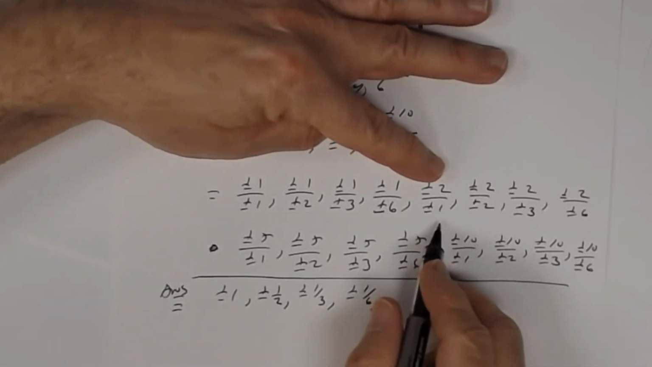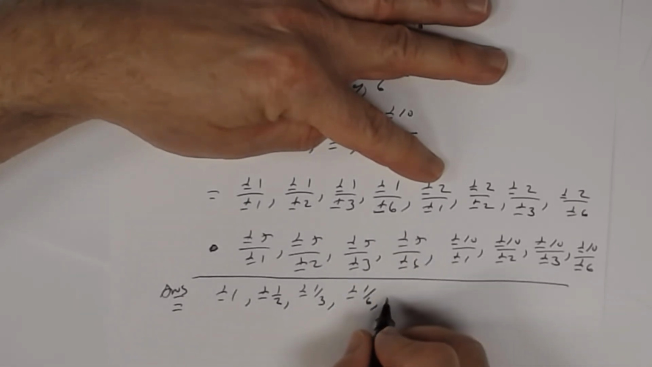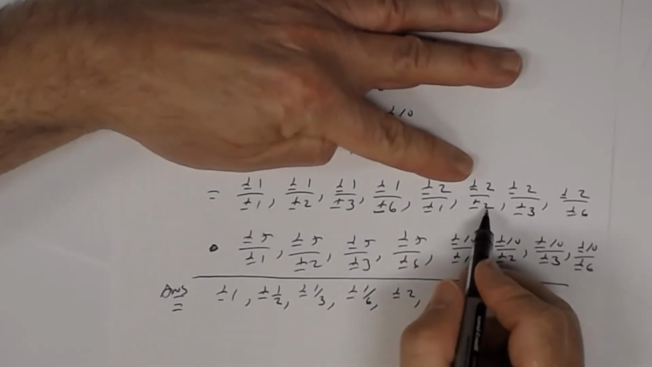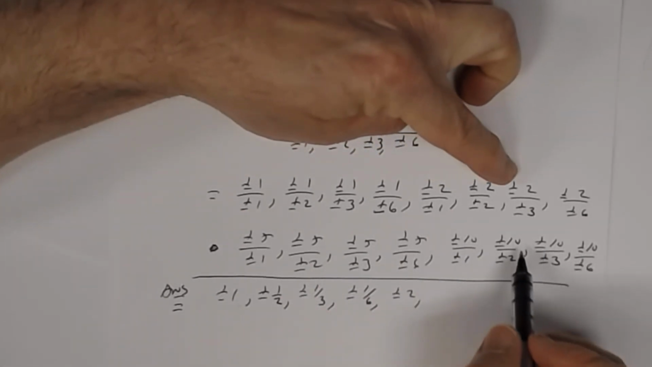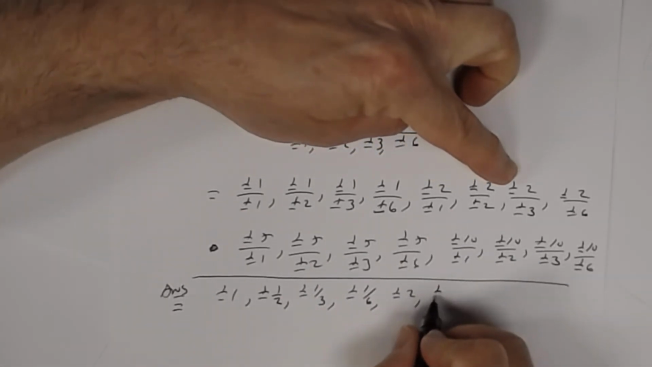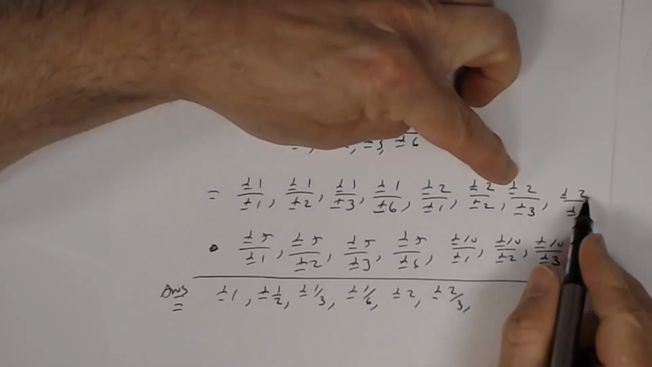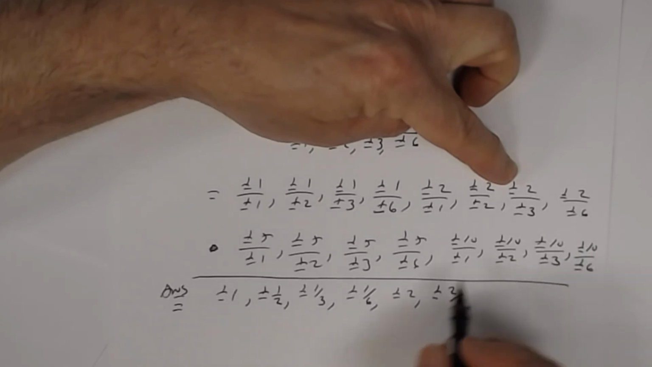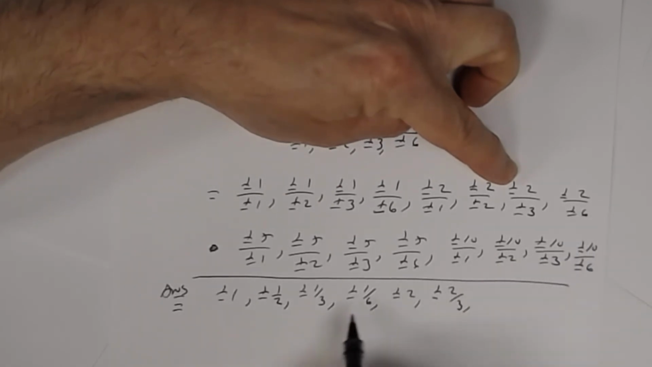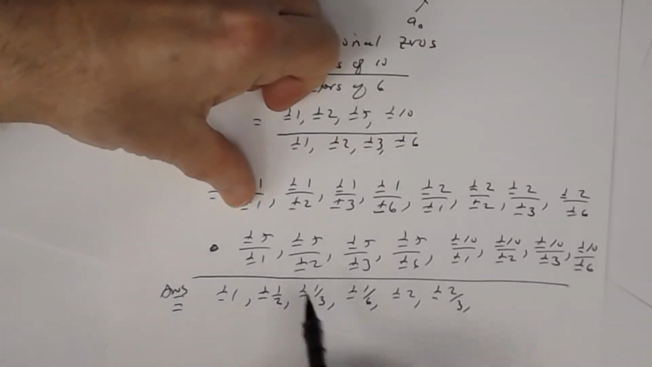2 divided by 1 is 2. I don't have it listed, so I'm going to list it. 2 divided by 2 is 1. I already have it listed, right? See, it's already here. 2 divided by 3 is 2/3, plus or minus 2/3. 2 divided by 6 reduces to 1/3. Okay, 1/3. I already have it listed, right? So don't list it again. But remember, reduce to lowest terms. Let's go to the next one.